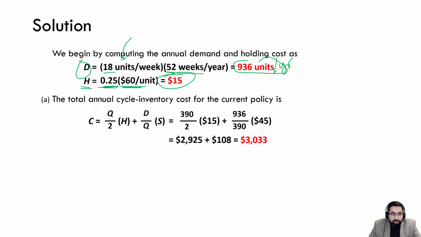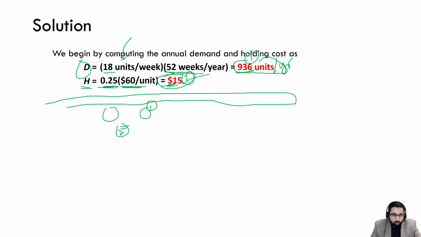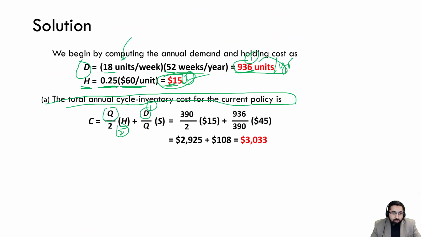Now we can calculate the total annual cycle inventory cost for the current policy. We know annual demand D is 936, and H, the unit holding cost, is $15. Q is your lot size, which the question told us is management's lot size of 390. Management pulled it out of a hat, maybe it fills up the truck, whatever reason they have. And S, the ordering cost, the question tells us is $45.